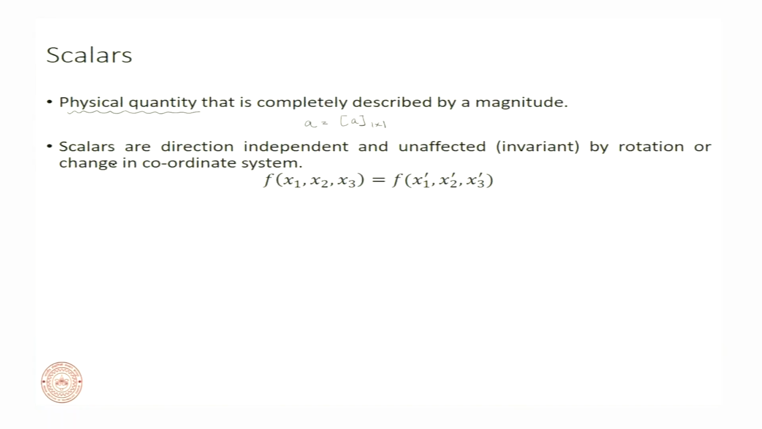Now scalars are direction independent. That means that if I have a coordinate system and I rotate or translate the coordinate system, then the same scalar quantity, say f, remains f, and that function does not change if we move from coordinate system, say this is coordinate system k, to a coordinate system k prime.